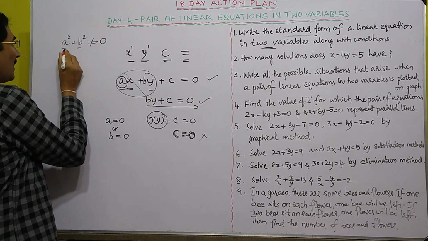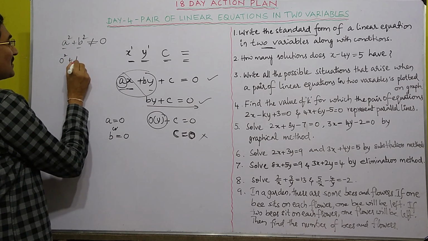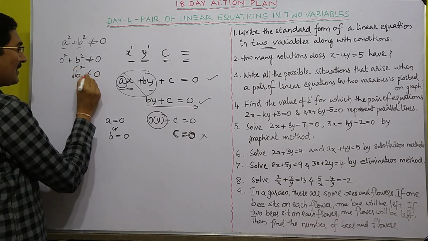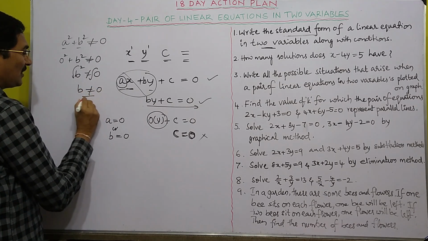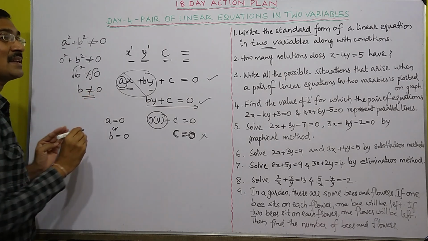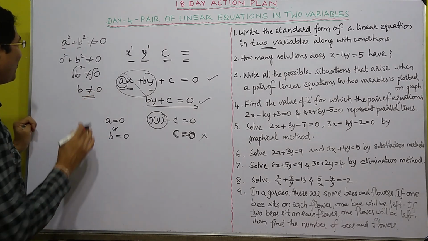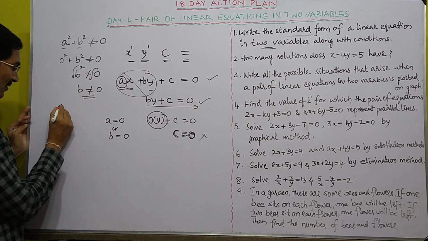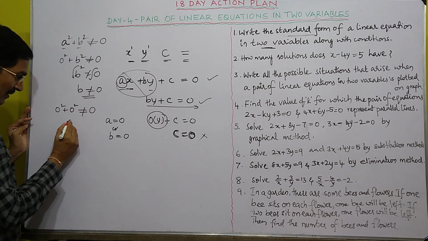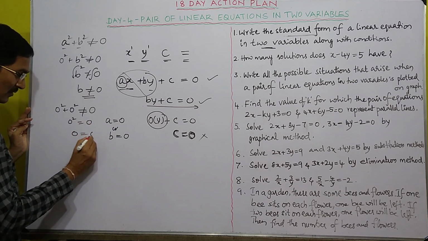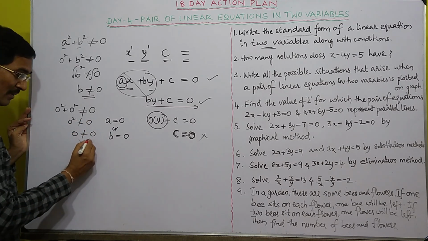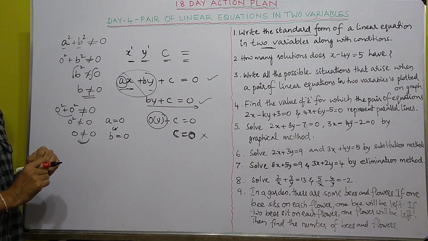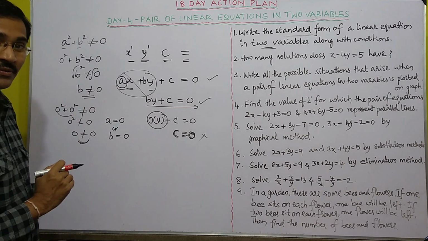So if a is 0 and 0 square becomes 0, it says b square is not equal to 0. If you apply square root, b must not be equal to 0. So if a is 0, b must not be 0. That is the meaning of that. And if b is 0, a must not be equal to 0. If both are 0, what happens? Let us see. 0 square plus 0 square. 0 square is equal to 0. So 0 is equal to 0. But it should not be, it says. But they have become equal. So that means they both should not become 0. One can become 0, but both should not become 0. That is the meaning of that.